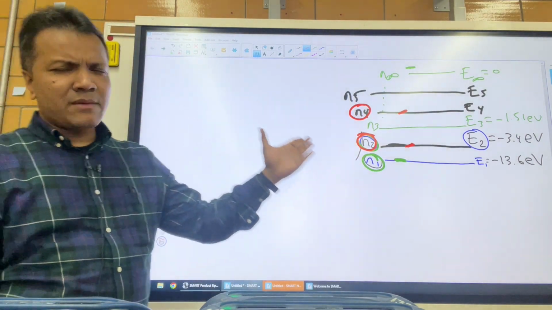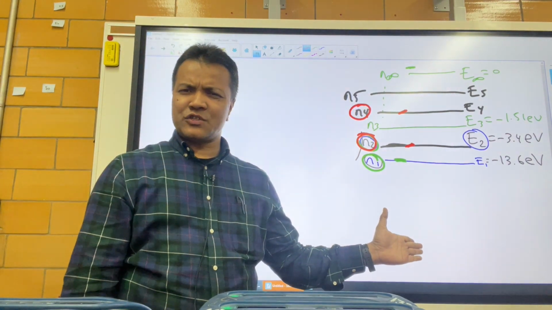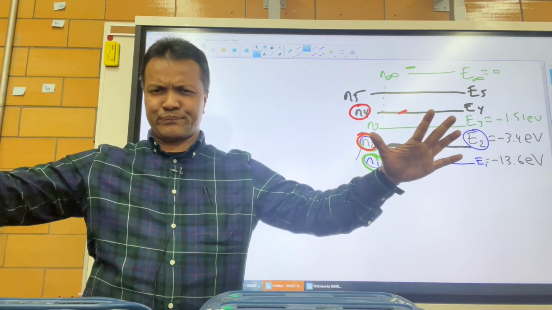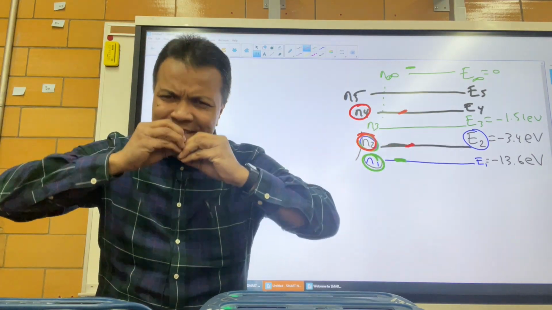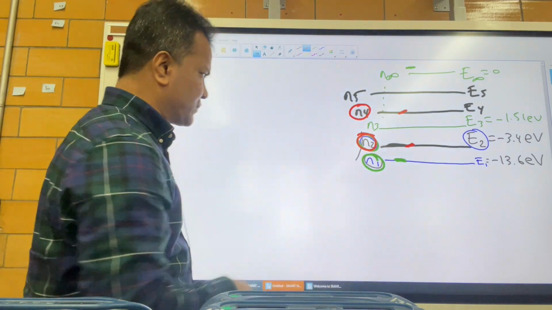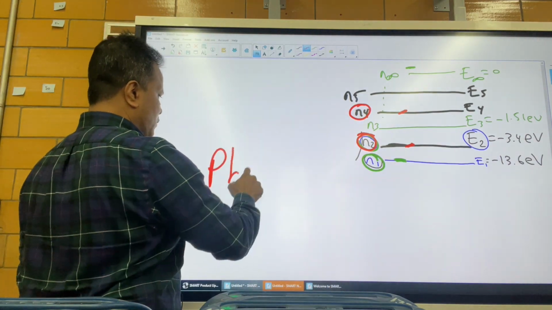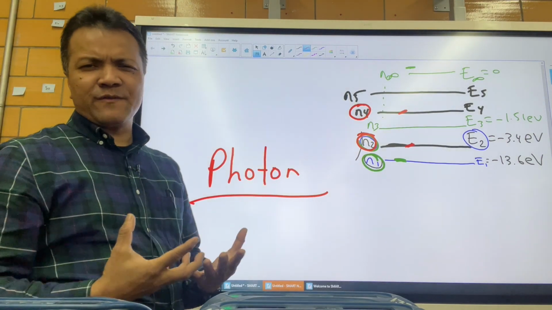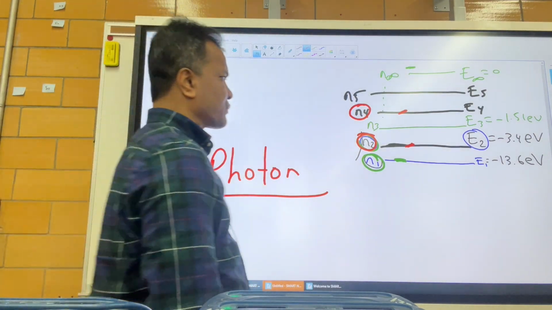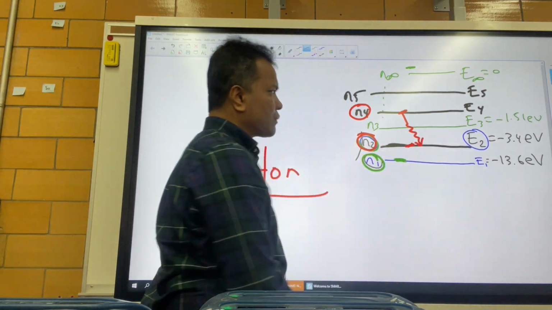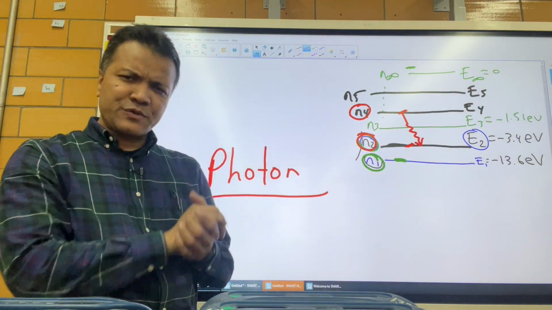If the electron jumps down from N4 to N2, it releases energy, it loses energy, it emits energy, which we call a photon, which we humans perceive as light.